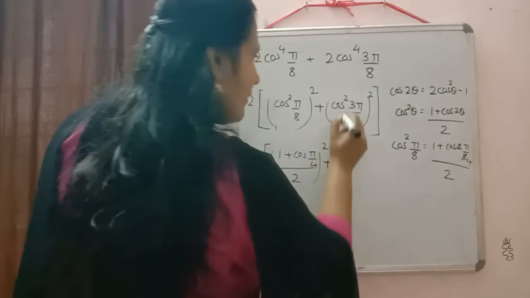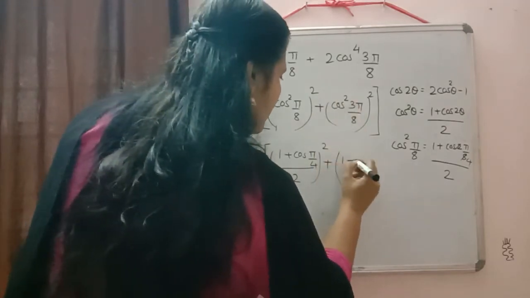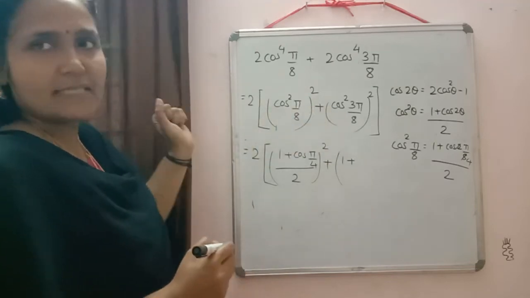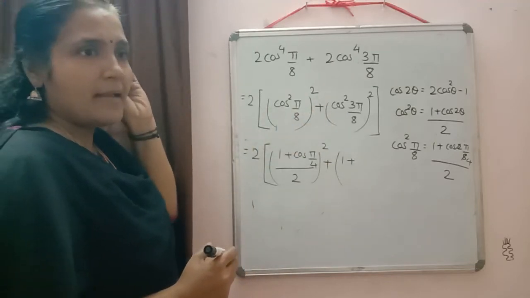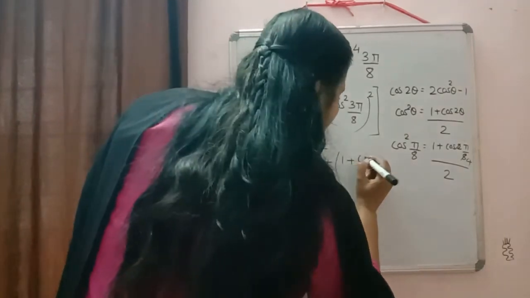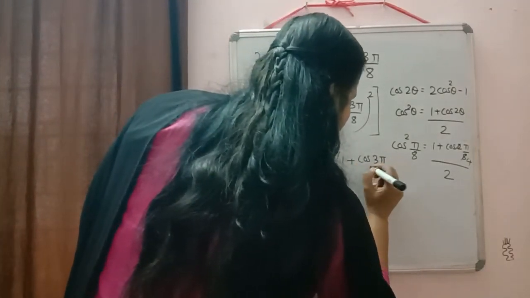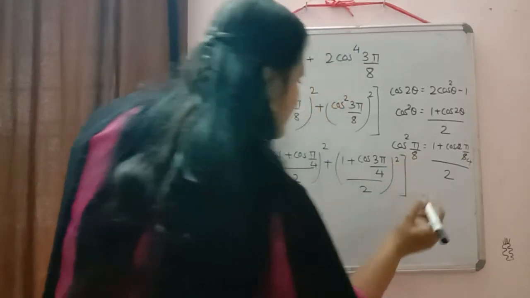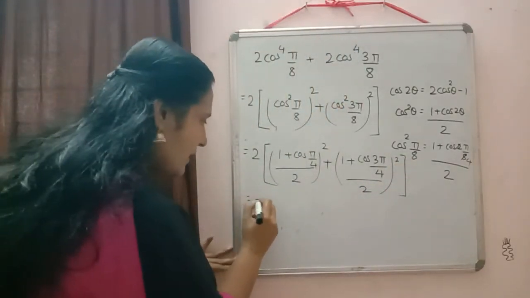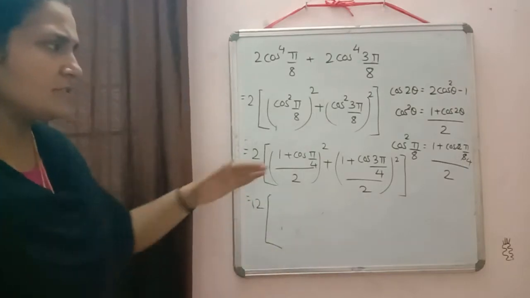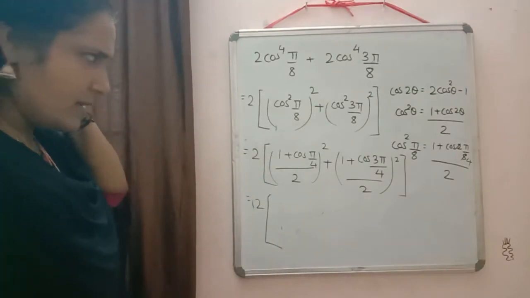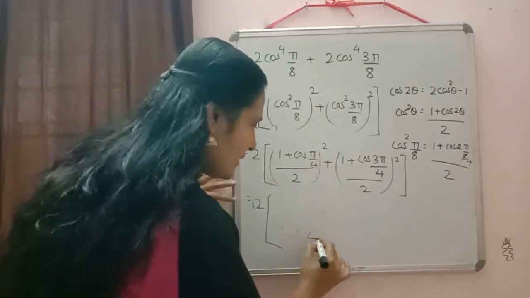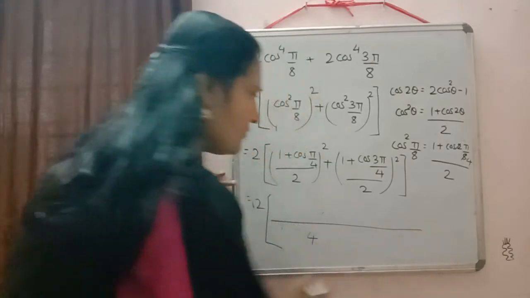In the same way, what will come here? 1 plus cos of double of this angle, divided by 2. What will be the double of this angle? 2 into 3 pi by 8. Yes, 3 pi by 4. Then we will get here cos 3 pi by 4 by 2 the whole square. Okay, now here we can use the identity, or first we can find out the value. So by 2 the whole square, by 2 the whole square, automatically our denominator will be equal to 4.